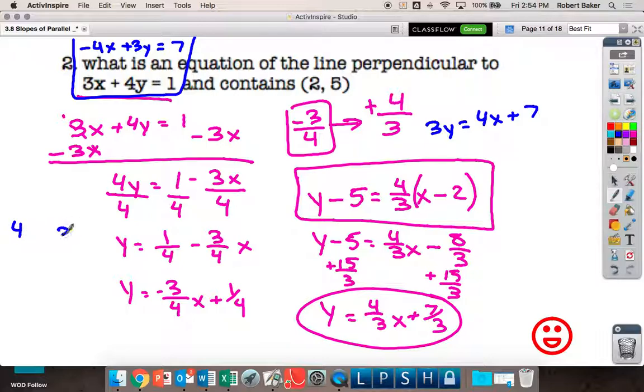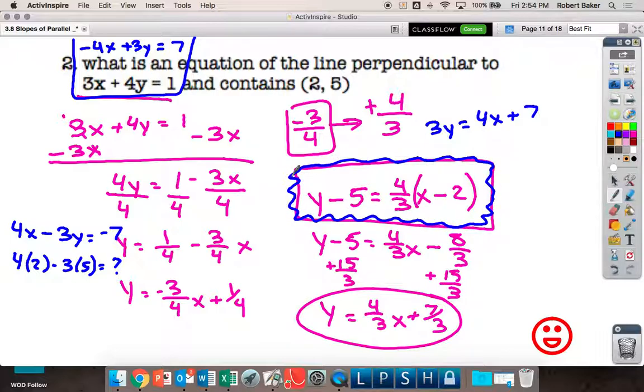Change the sign. And it has to go through the point 2, 5, right? It's just a fun question. So at the end of the day, look, this is where you stop. All the rest of that's just me being nerdy.